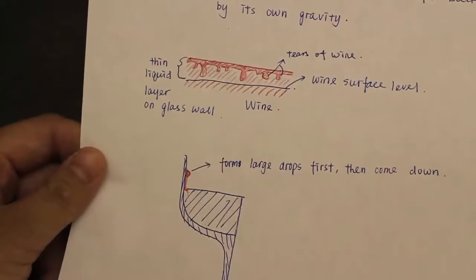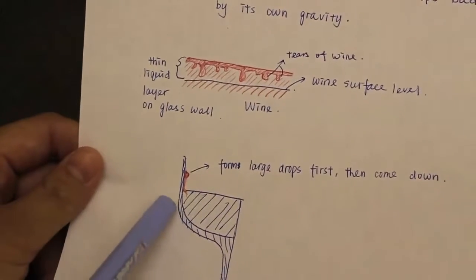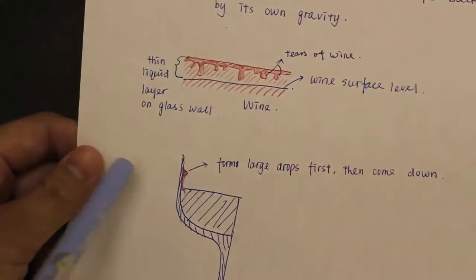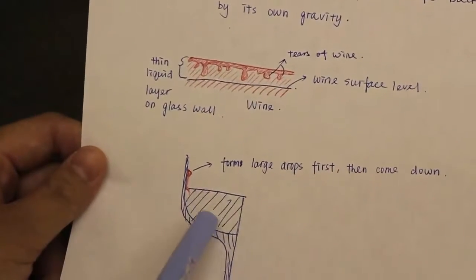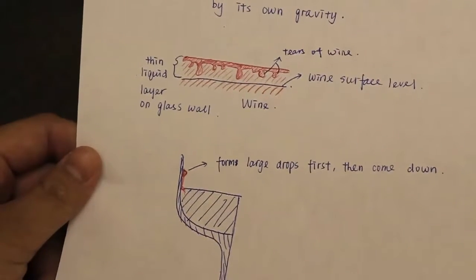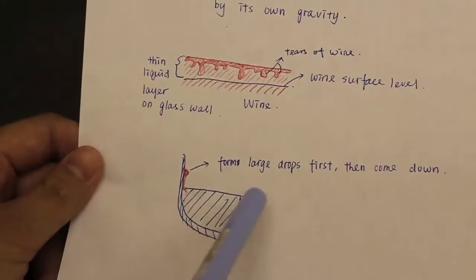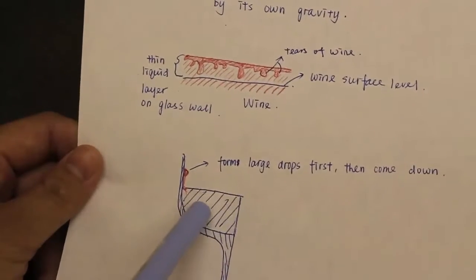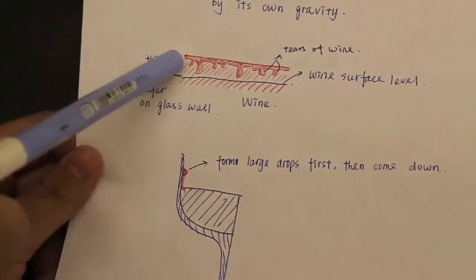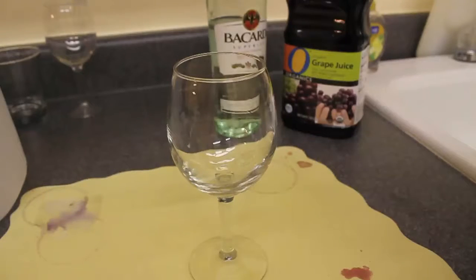Then we're ready to explain how the tears of wine finally form after the thin layer of liquid forms right beside the glass wall and above the surface level of the wine. My hypothesis is that tears of wine form as drops from the thin liquid layer on the glass wall, and as more and more liquid is pumped up from the wine body, the drops come together and go back to the wine body by themselves. In this experiment, we need to observe how the tears of wine form to prove my hypothesis is true.